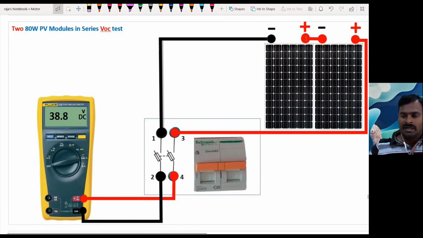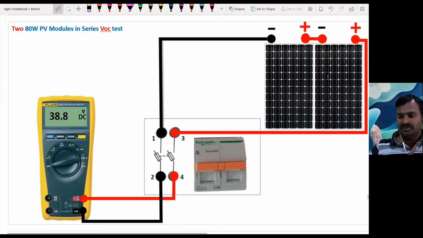So the positive of one panel is connected to the negative of another panel, and the other positive terminal is connected to the isolator. From the isolator it is connected to a voltmeter, and the negative terminal of the other panel is connected to the isolator through again to the panel. So this connection, when you made, and then the isolator is connected. The device shown is actually an MCB, but we need to have an isolator here to close and open the circuit.